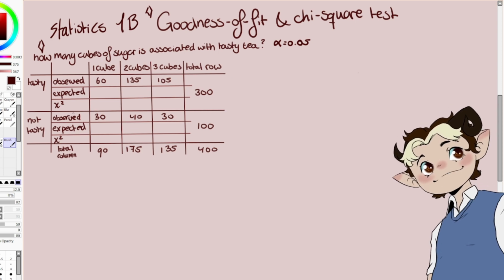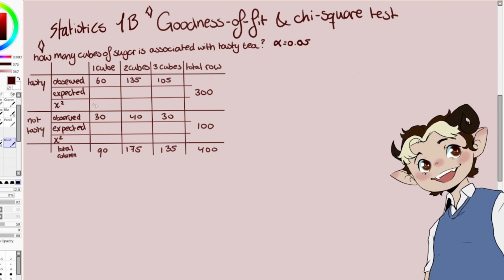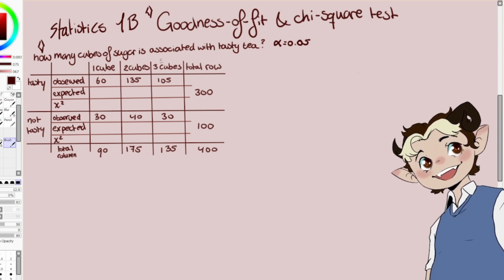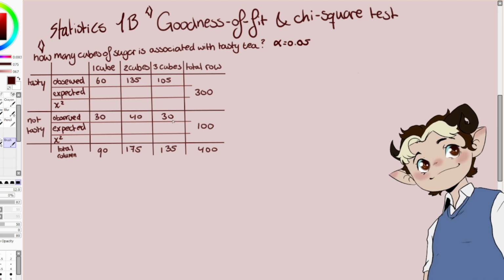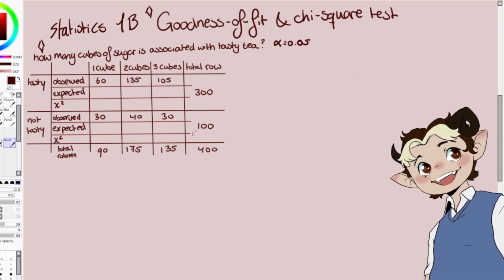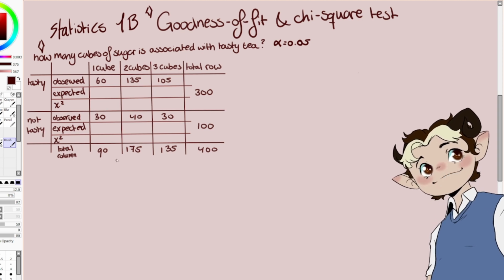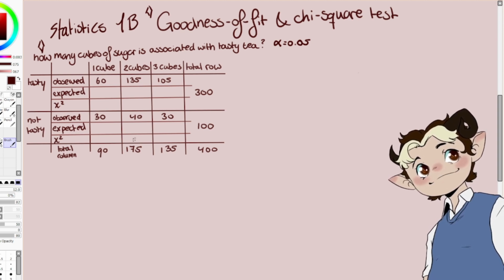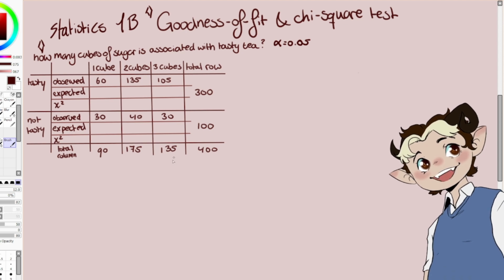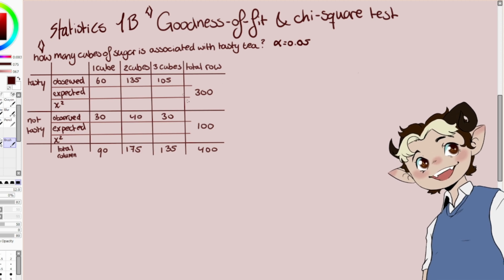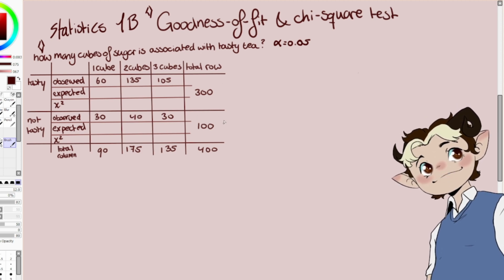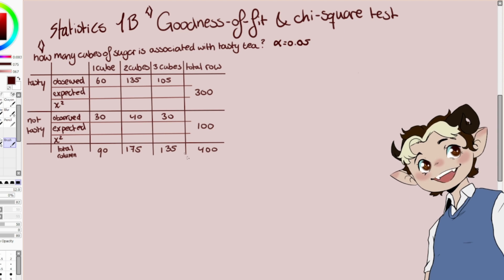And we also found that 30 people said that 1 cube is not tasty, 40 said that 2 cubes were not tasty, and 30 people said that 3 cubes were not tasty. So that gives us our row totals and our column totals. These two together make 90, these two together make 175, these two together make 135. All of these together make 300, all these together make 100, and all over we have 400 people in our sample.